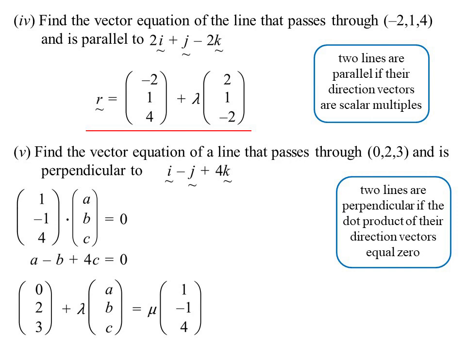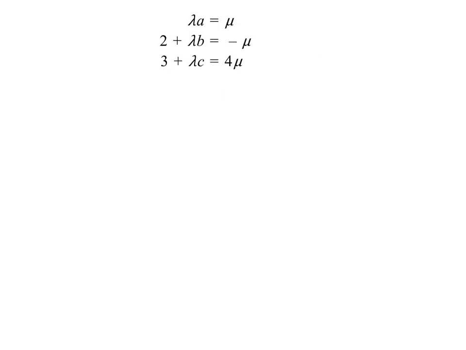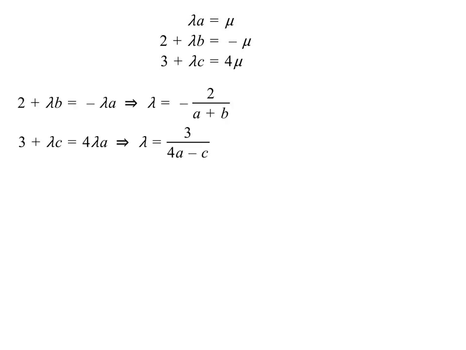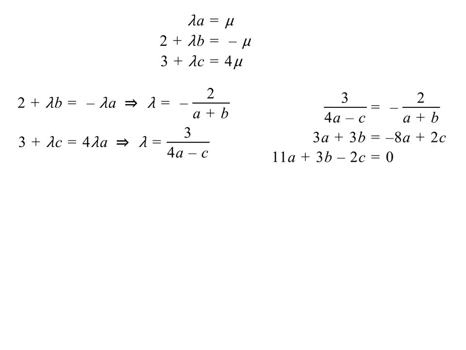I just now need to work out values for A, B and C. Reading across the components, lambda A will equal mu. 2 plus lambda B will be minus mu. 3 plus lambda C will be 4 mu. So from there, well, I know that lambda A is equal to mu, so I can now say that 2 plus lambda B is minus lambda A. I get an expression for lambda, it's minus 2 on A plus B. And then for the next one, using the Z component, I end up with lambda is 3 on 4A minus C. So those two things must be equal.